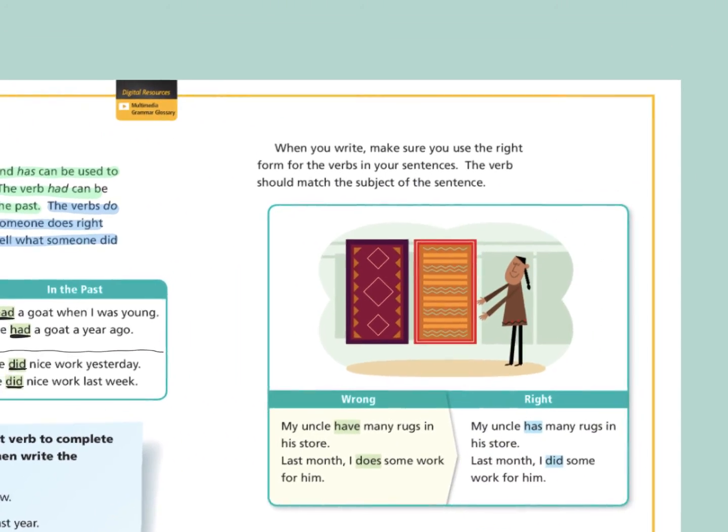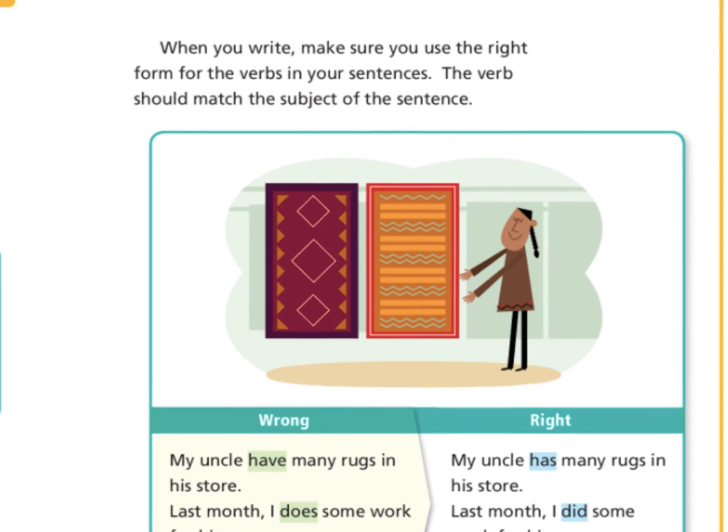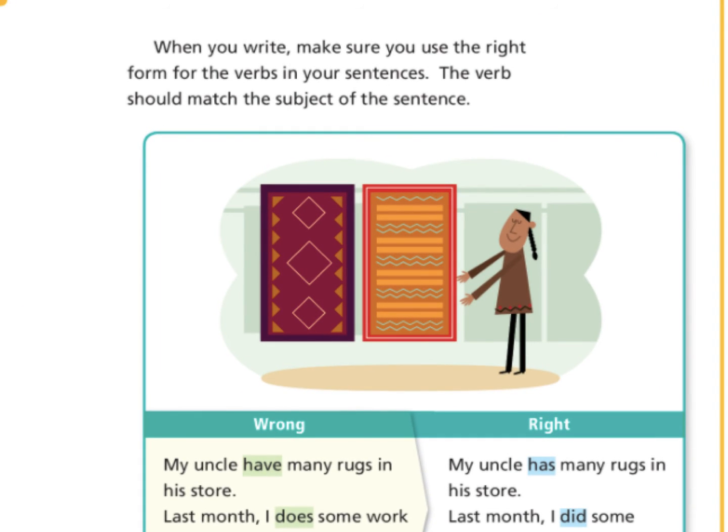Let's look at this page right next to it. When you write, make sure you use the right form for the verbs in your sentences. The verb should match the subject of the sentence. So the subject of the sentence will either be a noun or a pronoun. And remember, pronouns take the place of nouns, like those words we were just talking about. He, she, it, they, we, you. Those are taking the place of a noun.